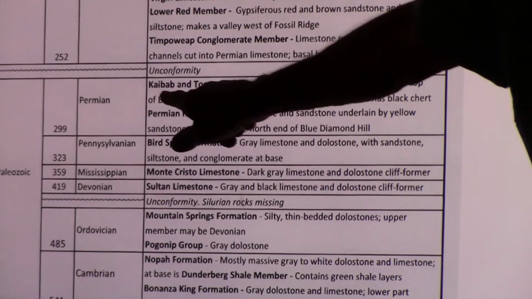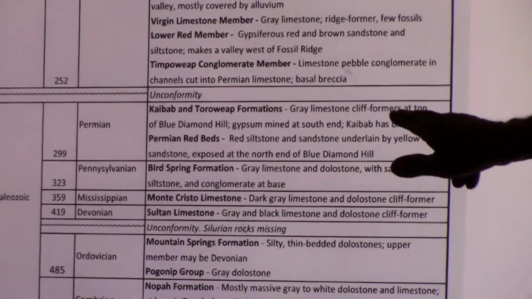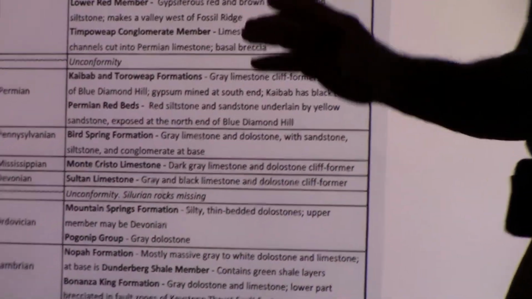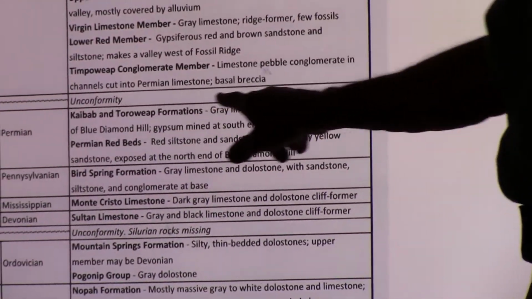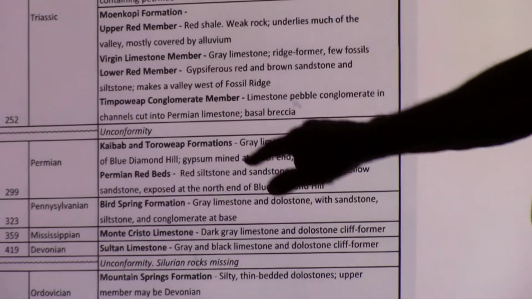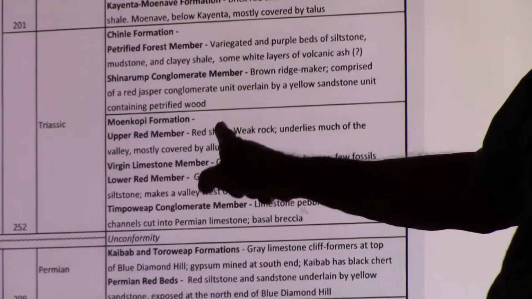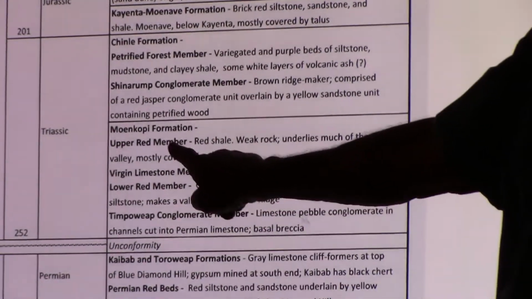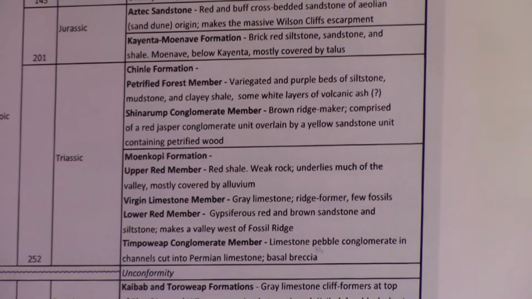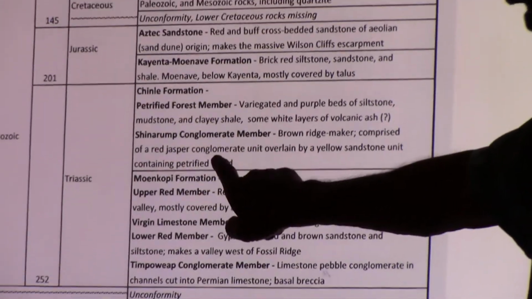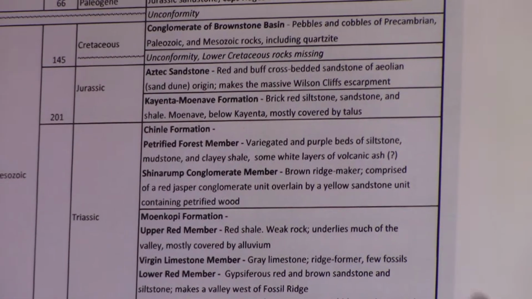And then in the Permian, the Kaibab was the last formation deposited during the Paleozoic, and that's when the Great Dying occurred. And then you have the Triassic, and we're going to talk about, especially, the formations that are here. The upper red member of the Moenkopi makes this big valley all the way out to the 159. And then the Shinarump conglomerate, everybody's favorite rock. It's just a beautiful texture and color.